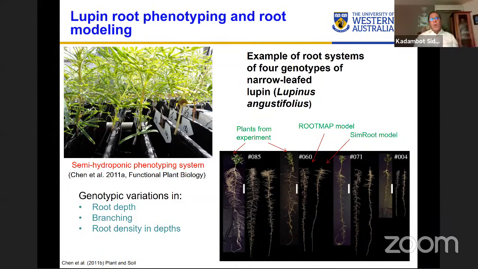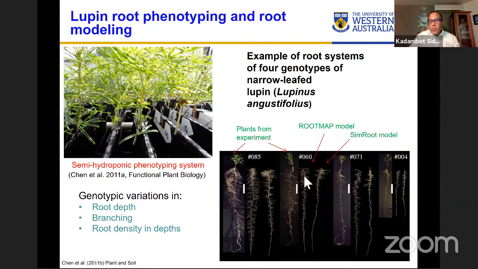Now let us look at root phenotyping and root modeling. I already told you about the semi-hydroponic system. I showed you the root depth, the branching, and root density in depth through that variation. Then let us look at the 4 genotypes we have selected: 85, 60, number 71, number 4. The one with the plant is actually measured through the semi-hydroponic system.